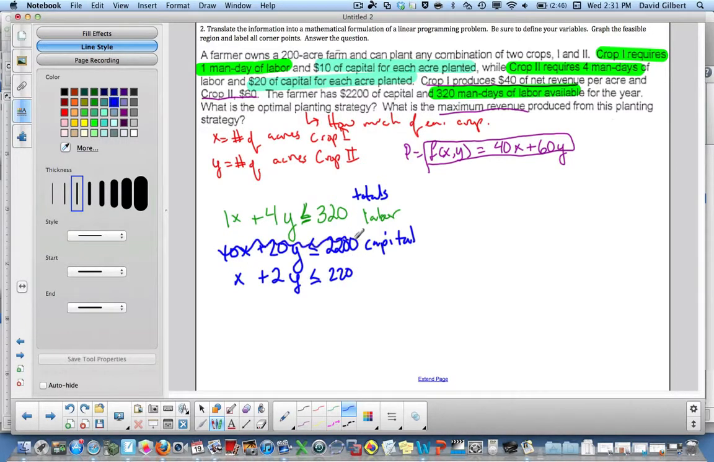You can do it now or you can do it later when you're solving your system of equations. Either way. You also want x greater than or equal to 0, y greater than or equal to 0, and our last constraint would be that he owns a 200-acre farm. So number of acres of crop 1 plus number of acres of crop 2 has to add up to less than or equal to 200 acres, right? You can't plant 220 acres if you only own a 200-acre farm.